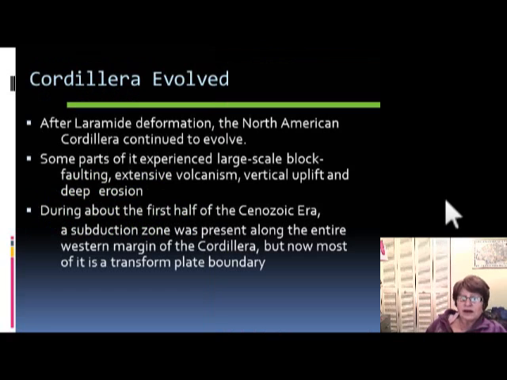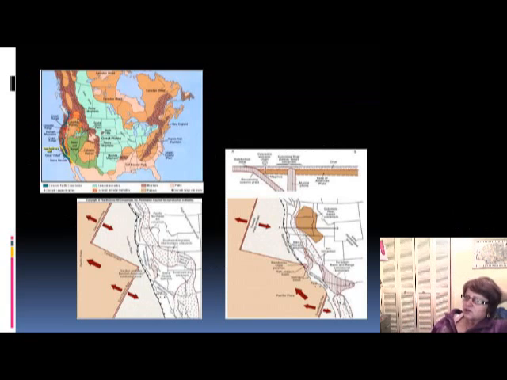Since the Laramide, the evolution of the Cordillera continued. Some parts of this whole region have experienced large-scale block faulting, extensive volcanism, vertical uplift and deep erosion, depending on which area you're in. I have a slide here where I can actually show it to you. As you can see, in the earlier part of the Cenozoic, the west side of North America was an oceanic continental plate boundary.